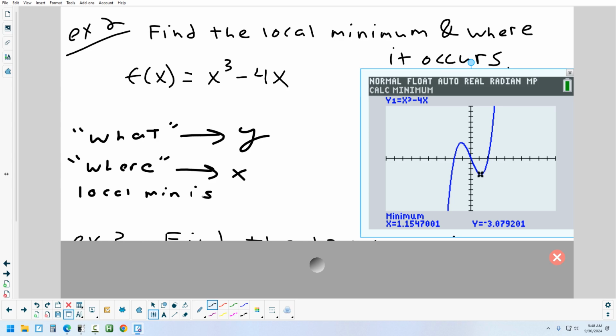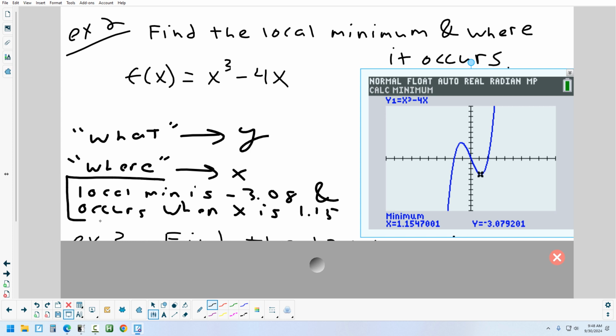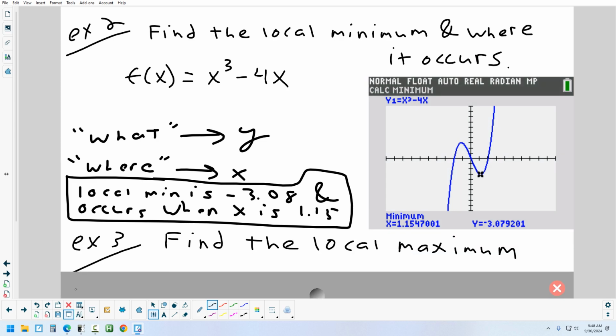Yeah. Negative 3.08. So the local minimum is negative 3.08 and it occurs when x is 1.15. That's how you would answer that question: what the local minimum is and where it occurs. And then local maximum, I'm going to skip that one, but it would be the same thing. Second calc maximum. I think this one is symmetrical. Yes, so it's negative 1.15, positive 3.08. They're not always symmetrical like that, that's just how this one is.